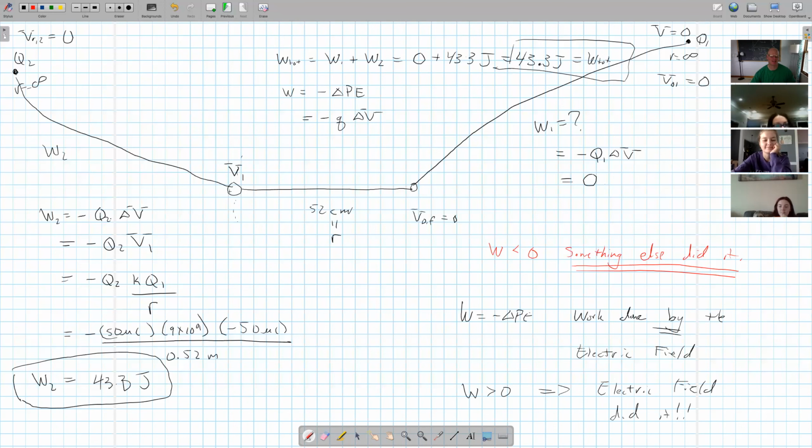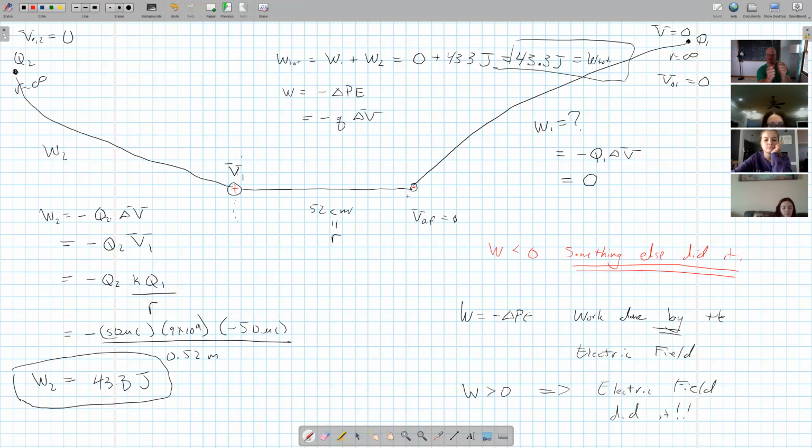Well, let's think about the signs of the charges. So we know that Q2 was positive and Q1 was negative, right? So what does a positive charge and a negative charge want to do to each other? They're attracted to each other. So in this case, since Q1 and Q2 are opposite signs, what that means is they want to be as close to each other as possible. So in this case, it makes sense that the electric field did it because they want to be near each other.